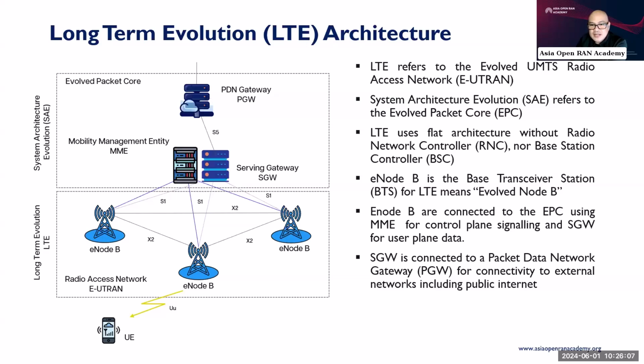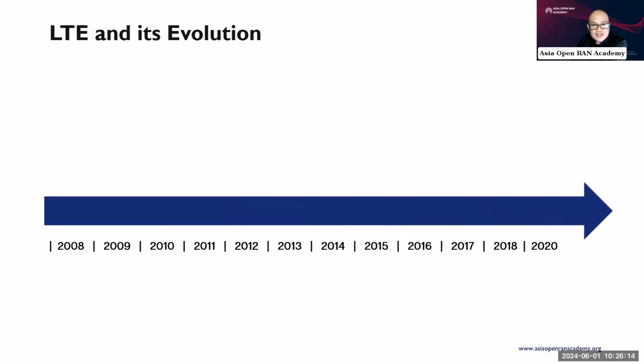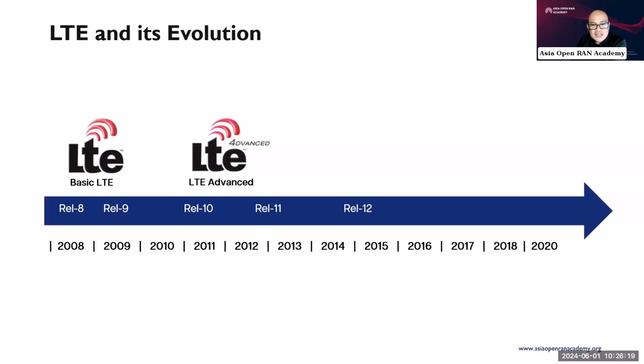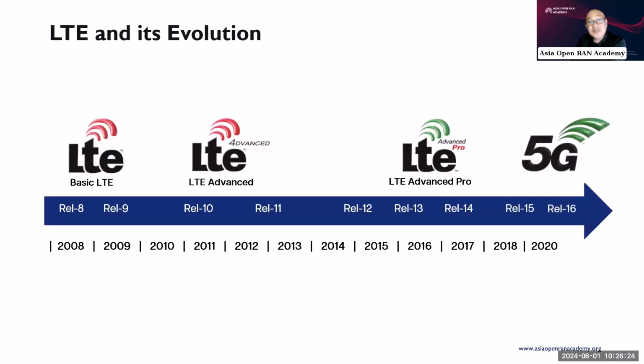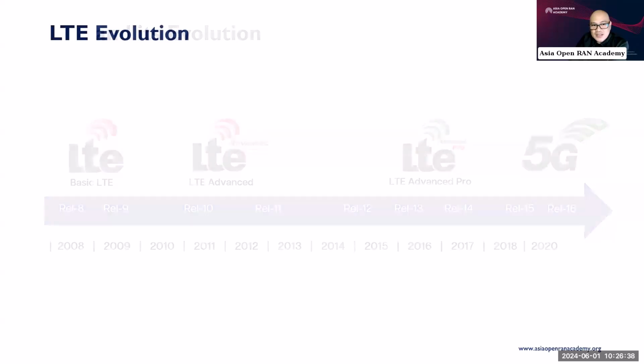Okay, so now tingnan natin yung different evolutions. So as I mentioned, ang LTE and its evolution started in 2008. So LTE Basic, LTE Advanced is release 10, LTE Advanced Pro, and then 5G na. We don't have LTE Advanced Pro Max, no? Pang iPhone lang 'yan. And then for 5G, release 18 is what we call 5G Advanced. Okay? Yan. So if you look at the LTE evolution, marami nangyari sa LTE evolution.